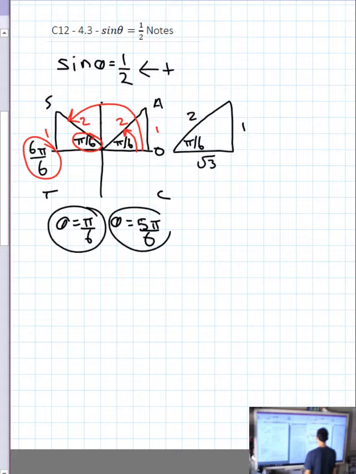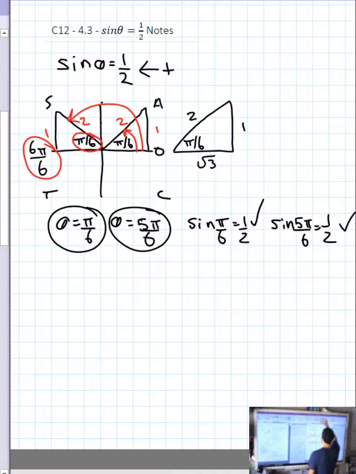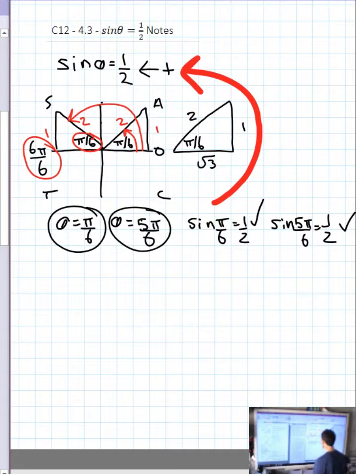And those are going to be both of our answers. And feel free to check your answer by signing them and making sure they're both equal to 1/2, which they are. Just like the question said in the first place, sine theta is equal to 1/2. We found the theta that makes sine theta equal to 1/2, making sure that we check our answer.